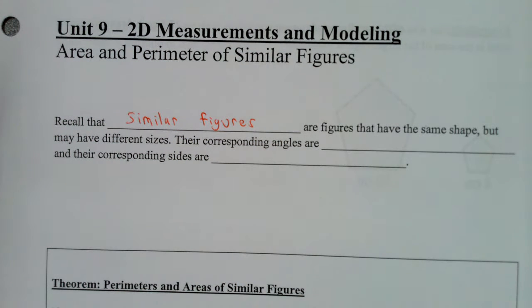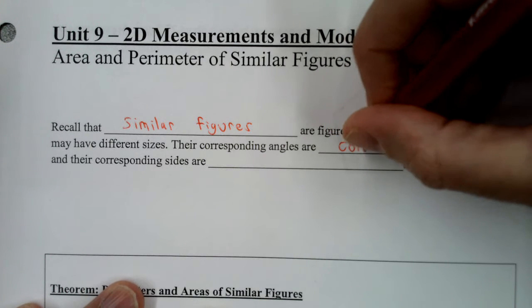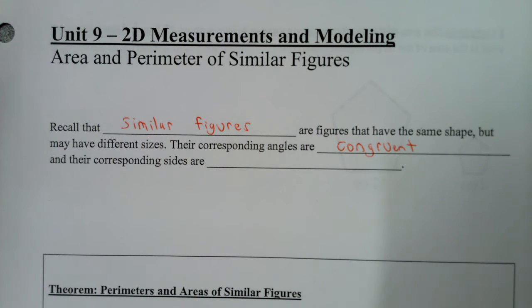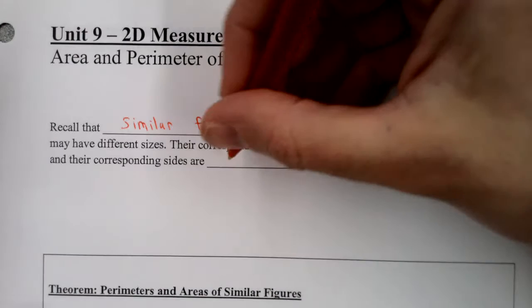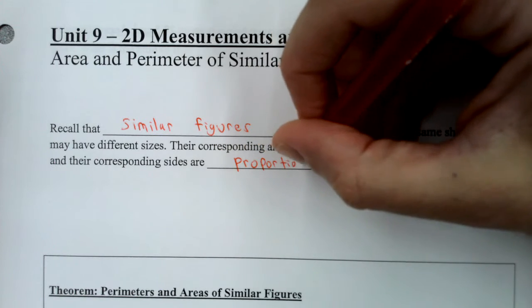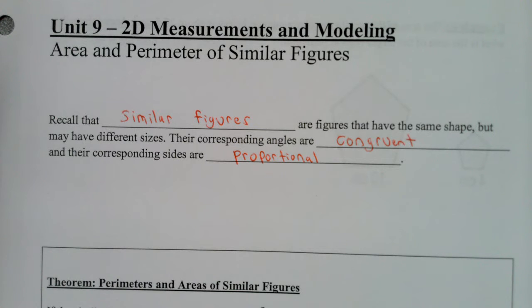This goes back to an earlier unit. Their corresponding angles are congruent, and their corresponding sides are not congruent, because that would mean that the two figures are congruent altogether. The corresponding angles are congruent, but the corresponding sides are proportional.